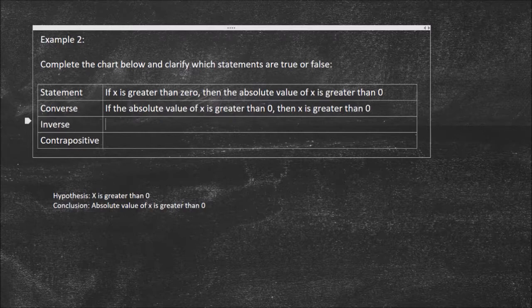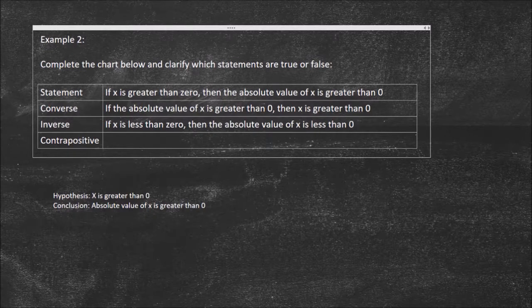Inverse, we take the first statement, this original statement, and we make them both negative. So we say if x is not greater than 0, or we could say less than 0, I'm going to say less than 0, then the absolute value of x is less than 0. You actually would have to say less than or equal to, because we said if x is greater than 0, then the absolute value of x is greater than 0. So less than or equal to.